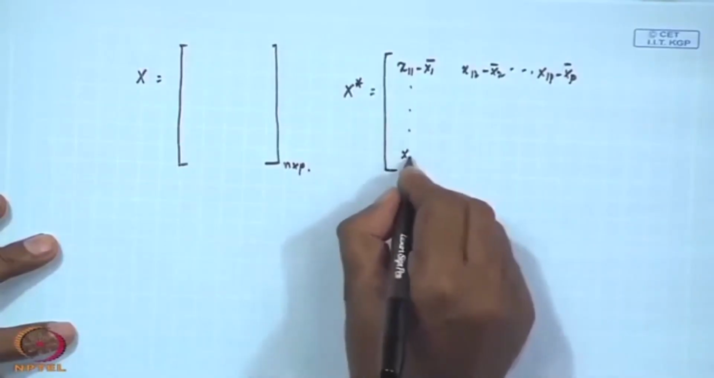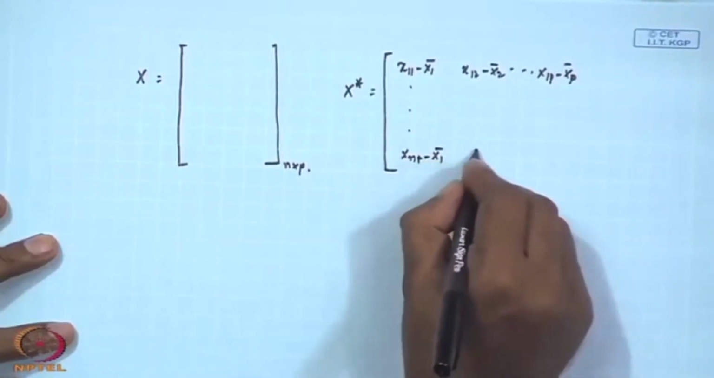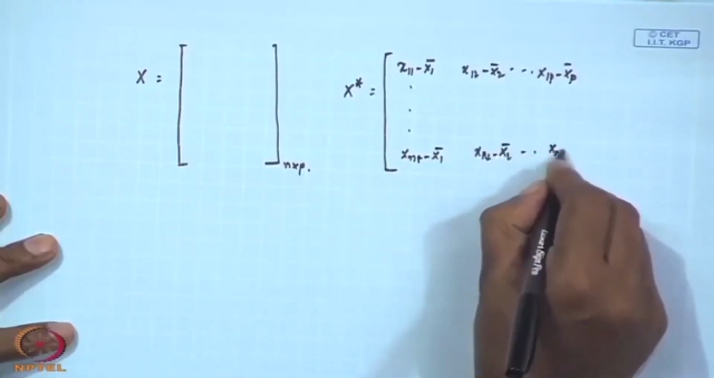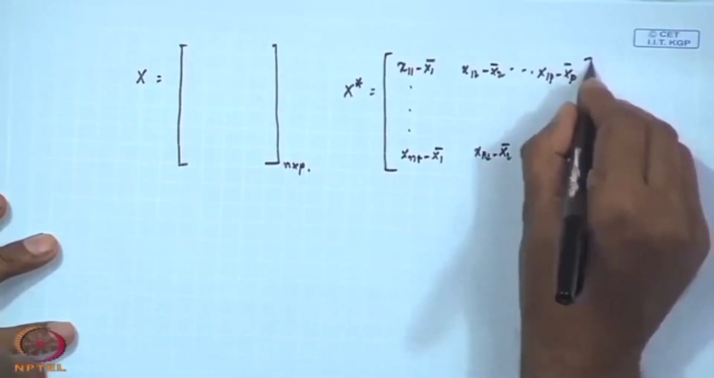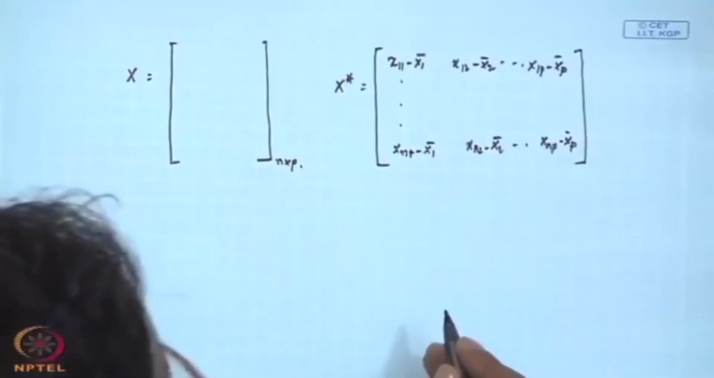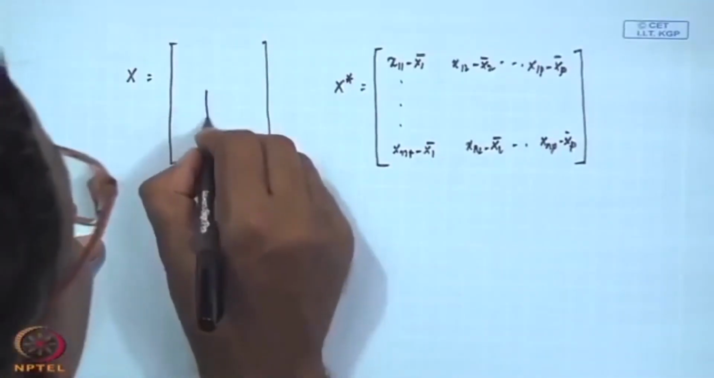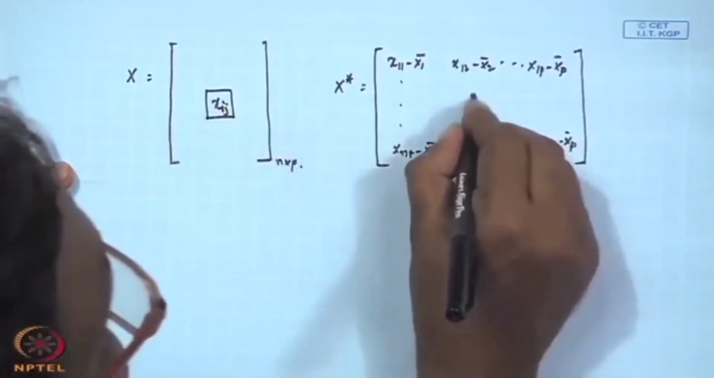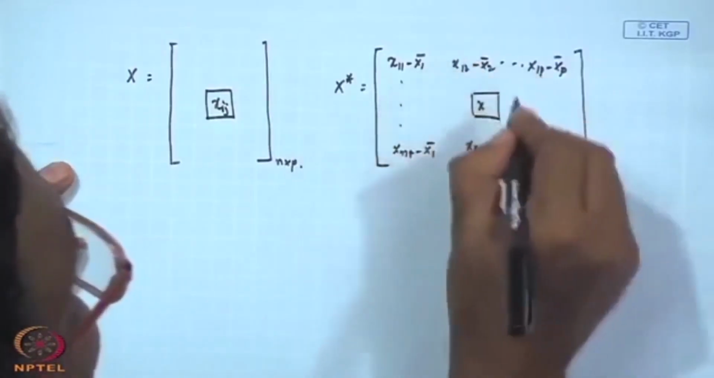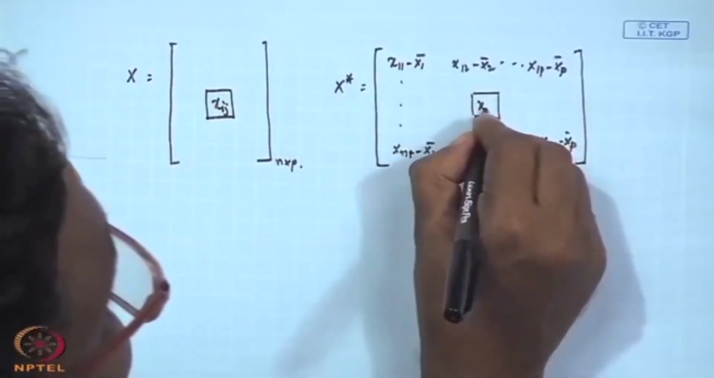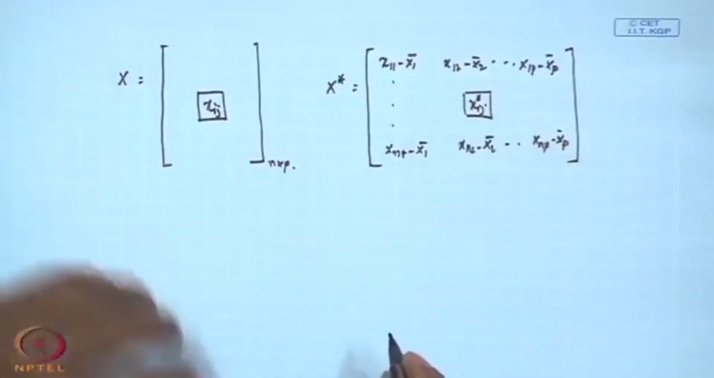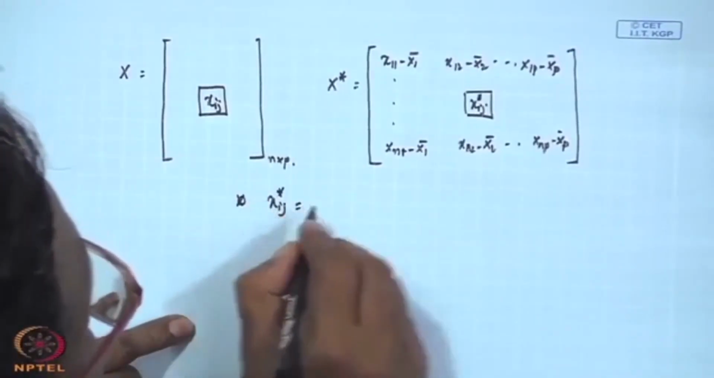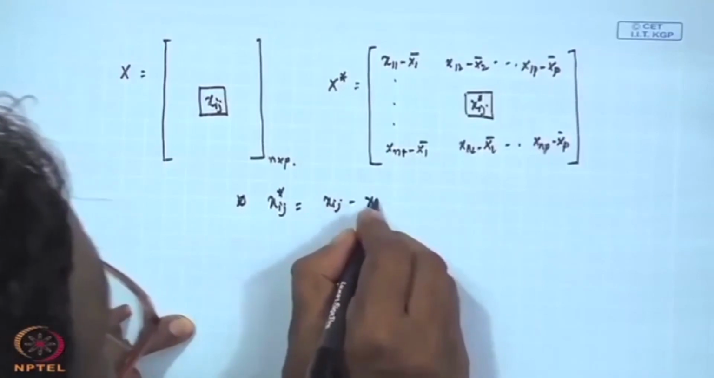In this manner, x n1 minus x1 bar, xn2 minus x2 bar, xnp minus xp bar. This we created earlier, and here we created one general x ij star, where x star ij is xij minus xj bar.